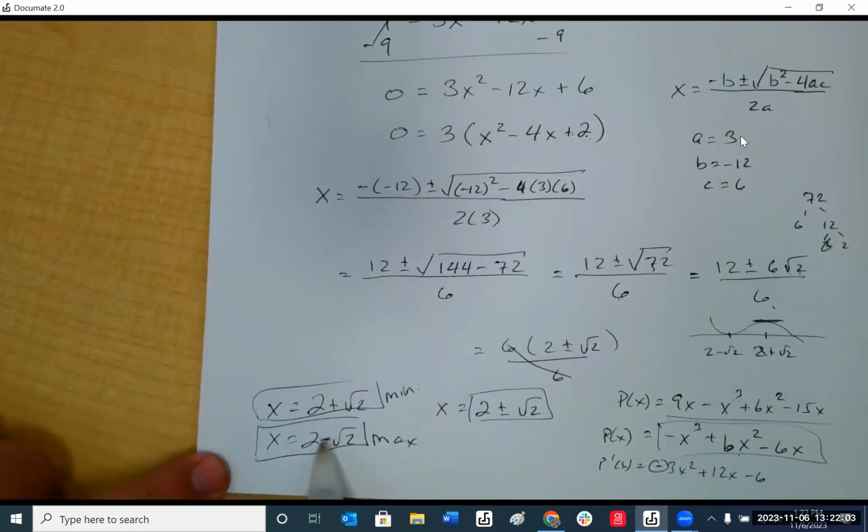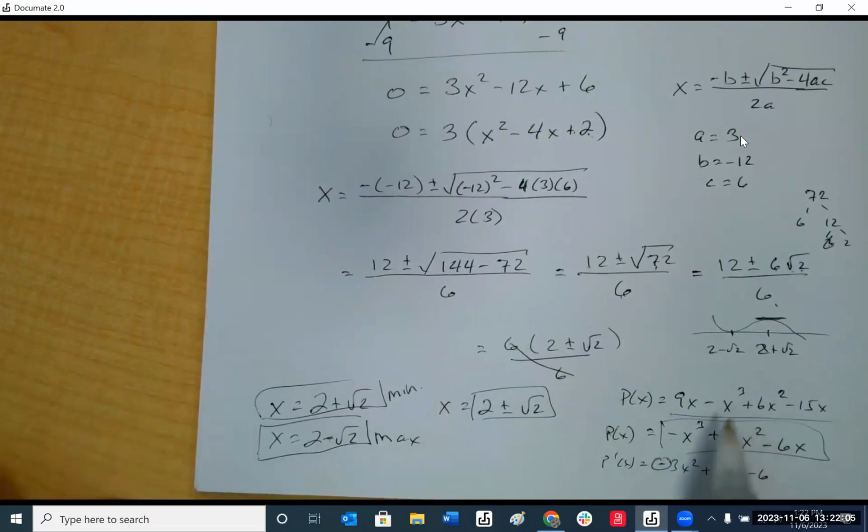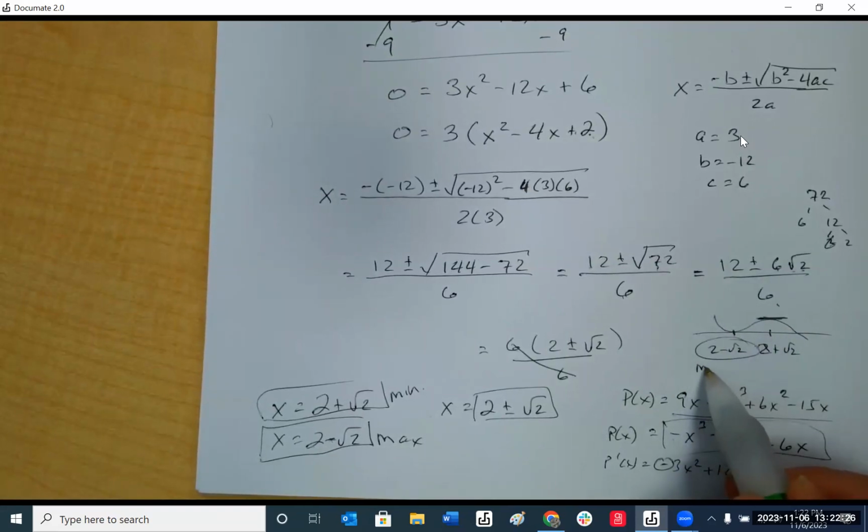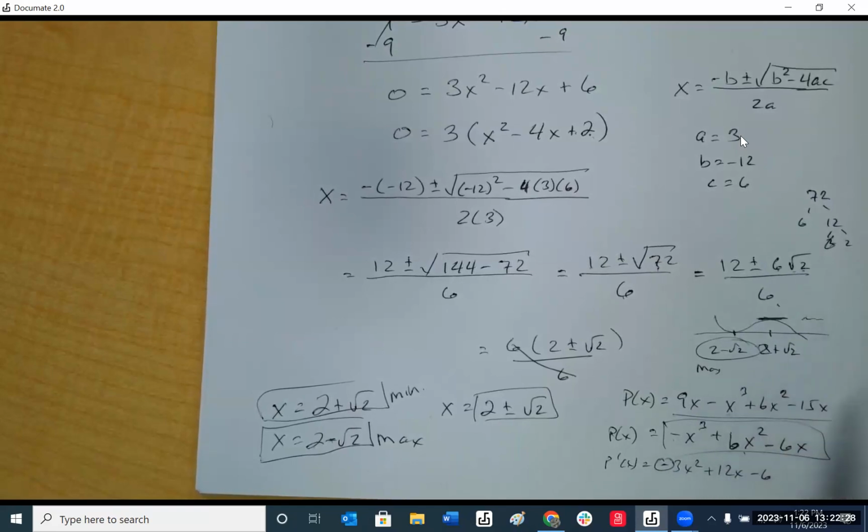Yeah, because it's a negative function, because the cost is a larger function, it's an x cubed. It goes down, so when we put in the 2 minus radical 2, it'll be flipped. So this will be the max and this will be the min, once we plug it in there, because it's backwards.